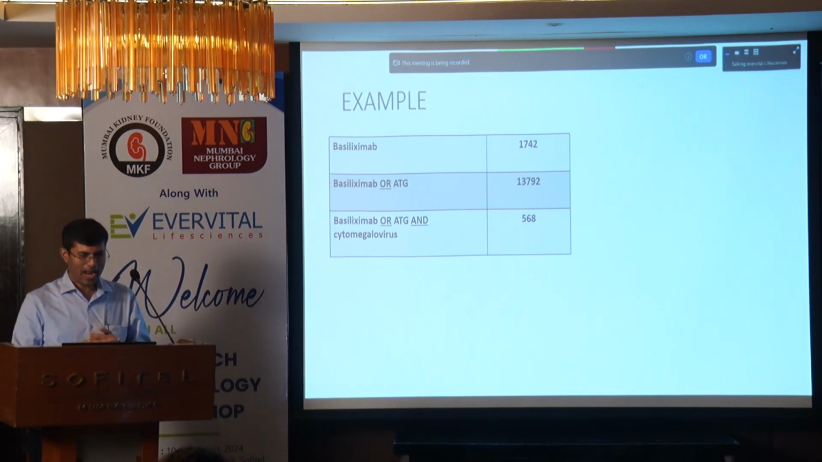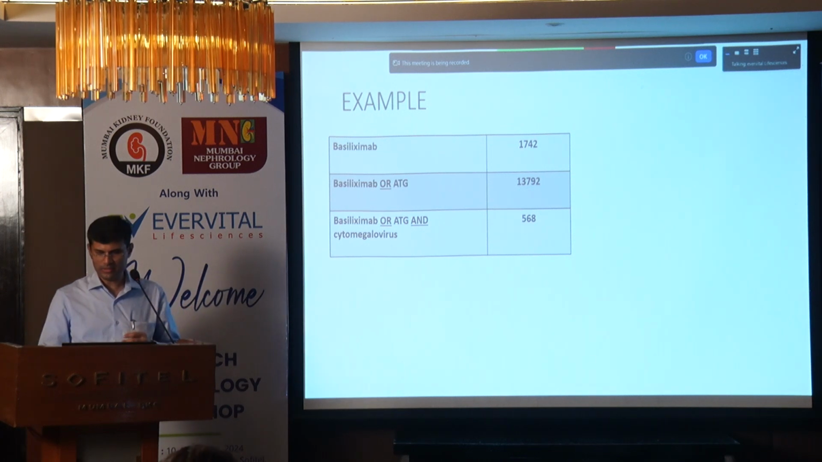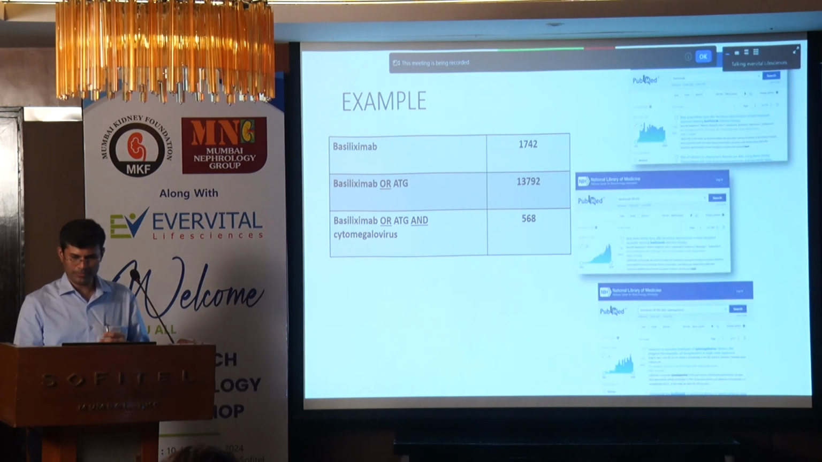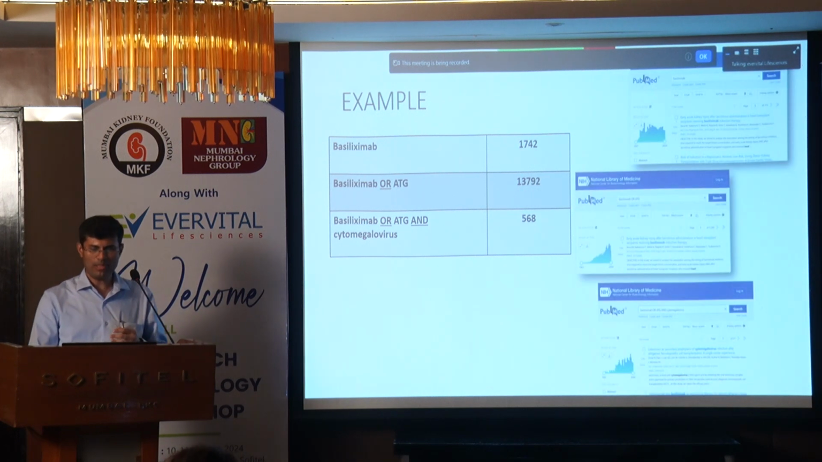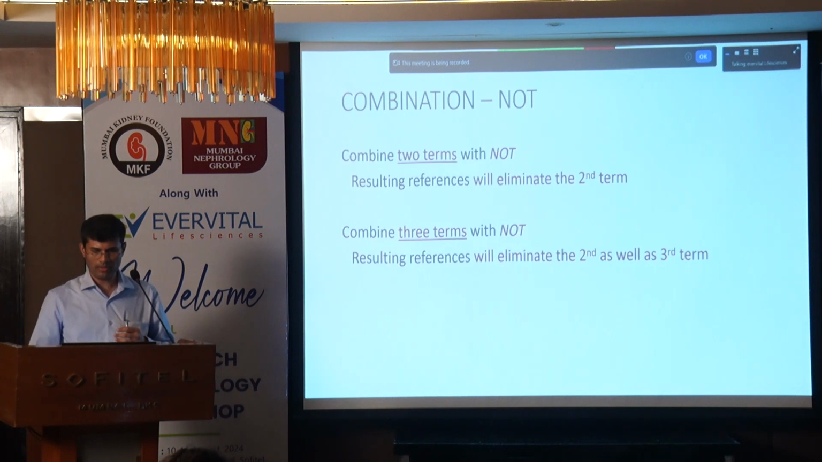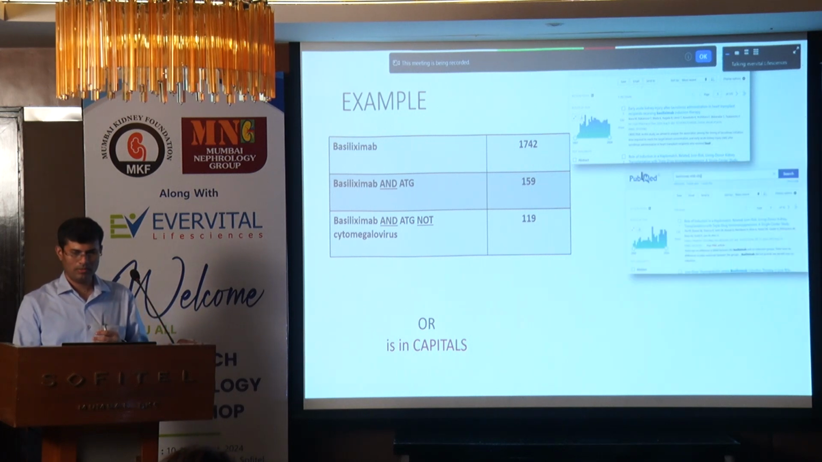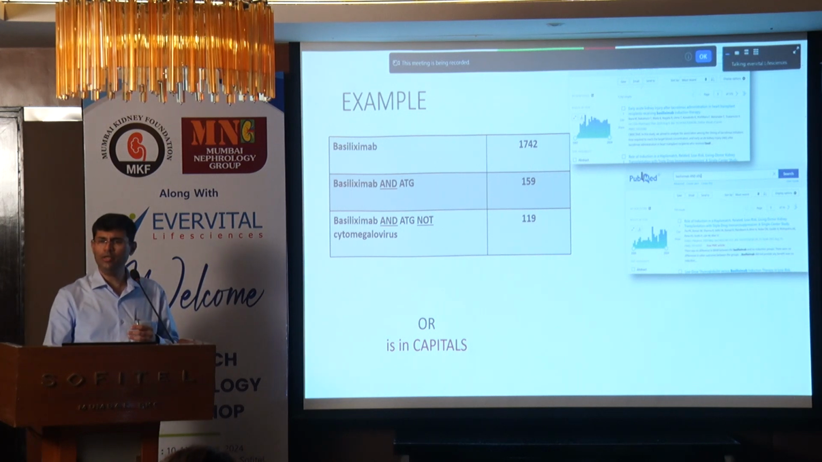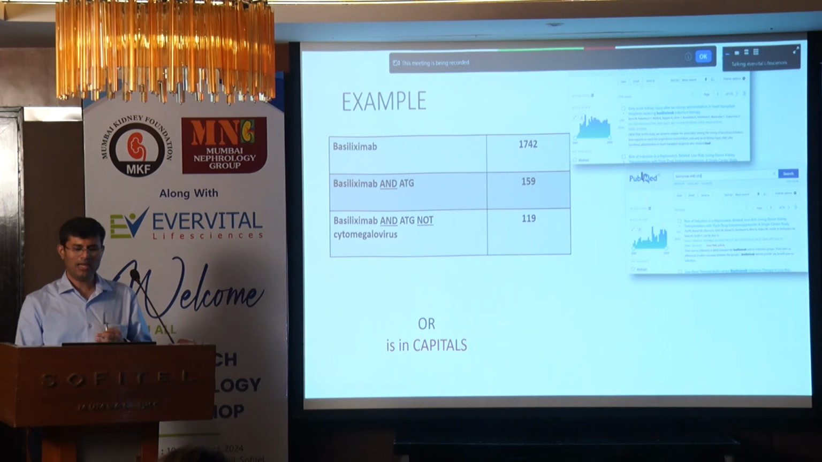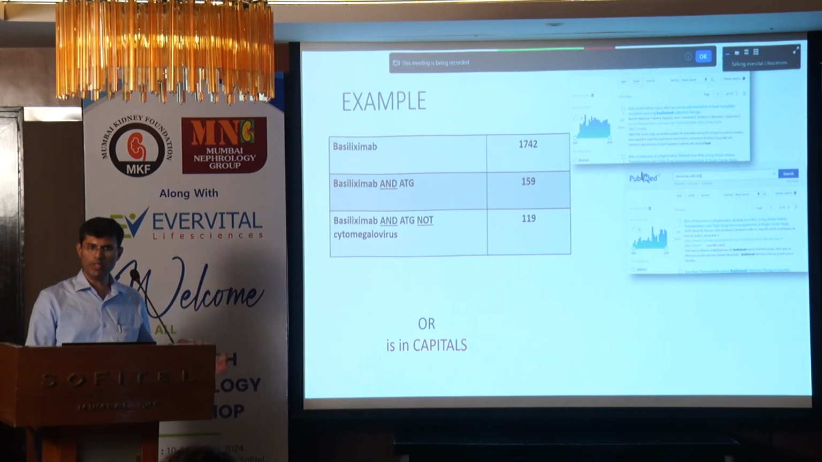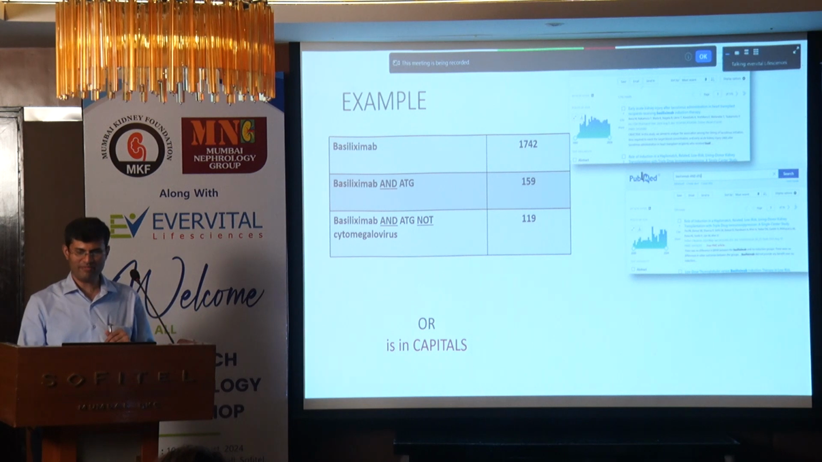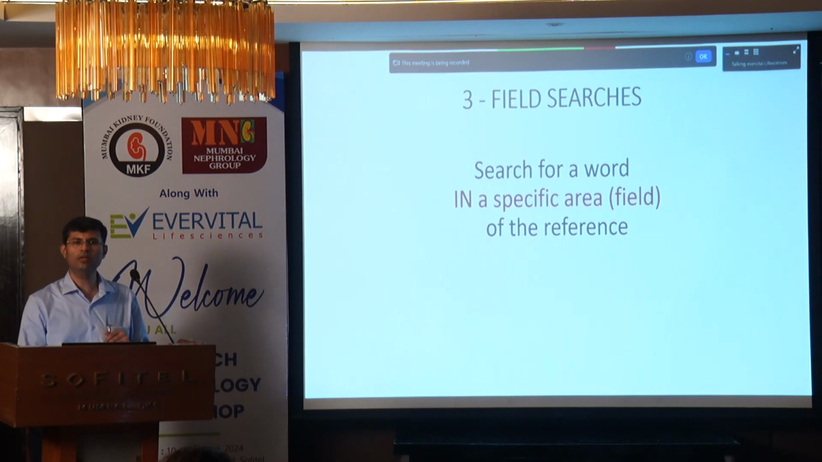And if I add AND, remember AND will narrow, OR will expand the search. So the number of citations would go down. This is just to give the example. Again, OR must be in capitals. Same thing for NOT. So I typed basiliximab, I got these many papers, and I added ATG, it refined, and I added NOT cytomegalovirus. So whichever articles mentioned cytomegalovirus were excluded. So my search got refined. These are called Boolean operators.